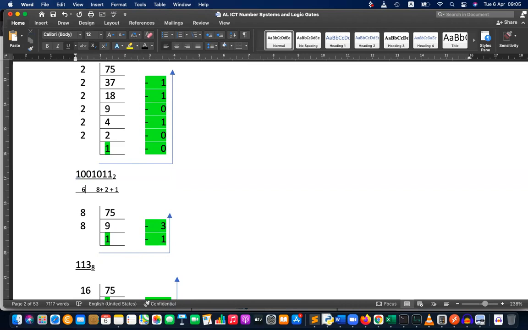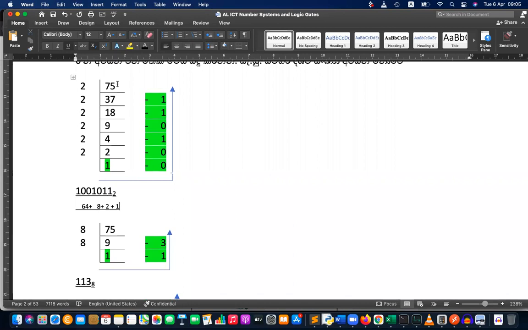So let's add the numbers. 64 plus 8 is altogether 72. 72 plus 2 is 74. 74 plus 1 is 75. And you can regenerate the number. So we have done both ways now, right? Now we know how to convert decimal to binary and binary to decimal.